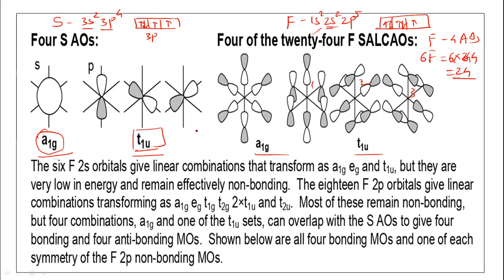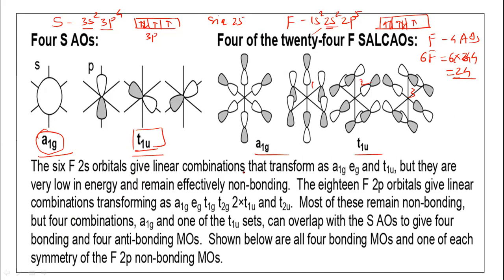So let us see now here. The 6 fluorine 2s orbitals give, see now here, there are 6 fluorine atoms, so there are 6 2s orbitals. One fluorine is having one 2s orbital, so 6 fluorine atoms are here. So the 6 fluorine 2s orbitals give linear combinations. First of all, there is a formation of the group orbitals. The 6 fluorine atoms are the peripheral atoms.